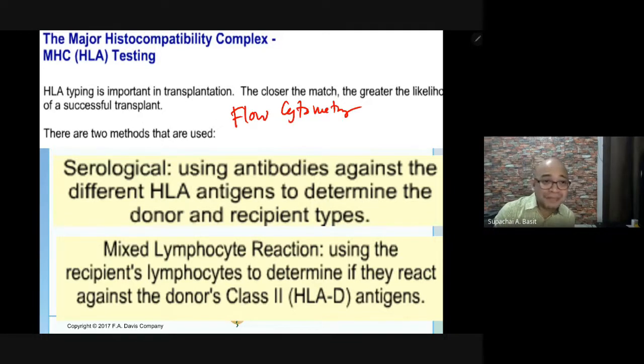So we can also determine the types of MHC molecules that you have by means of flow cytometry.